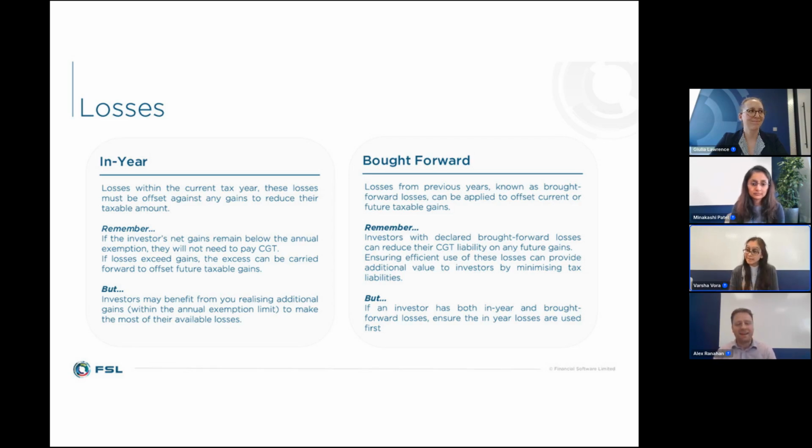May I add to that? Yeah. I will just quickly add to that as well. When it comes to claiming losses, remember that you have until 4 years after the end of the tax year that the loss was incurred to claim it. So you have until Saturday, I think, to claim any losses that were made in the 2020 to 21 tax year. On Sunday, you will no longer be able to claim those losses.